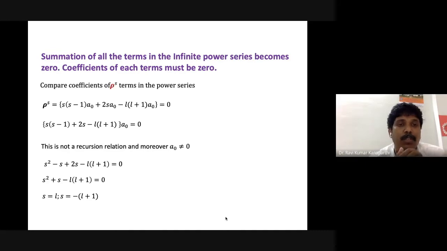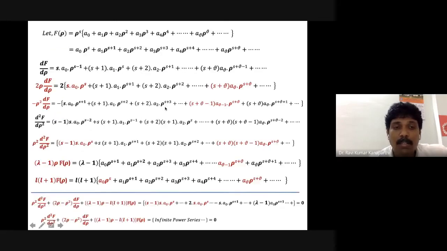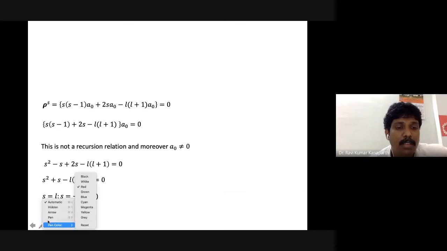Further, we will try to compare the common terms, like rho to the power s. Rho to the power s is basically nothing but, I have a small mistake here, this is not there. Rho to the power s is nothing but this quantity: s into s plus 1 a naught plus 2s a naught minus L into L plus 1 a naught, which must be equal to 0.